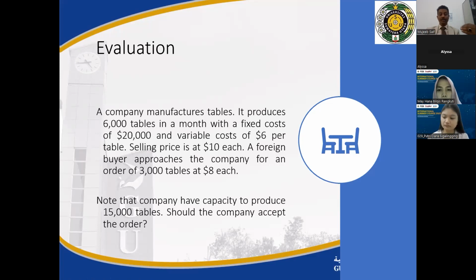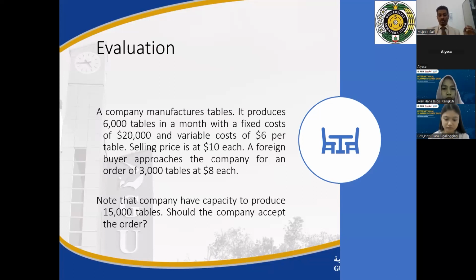So when we accept this order, our production will increase. Instead of producing only 6,000 tables, if we accept this order, we will produce 9,000 tables. And by doing that, the fixed cost for one table will be reduced. It will not be 3.3 as we calculated, it will be less than that. So when we produce more, fixed cost per one table will be less.